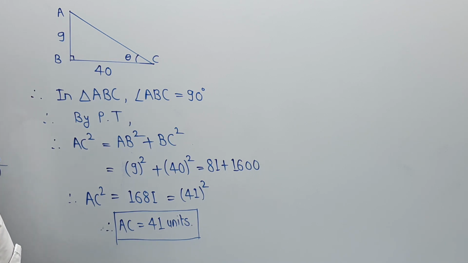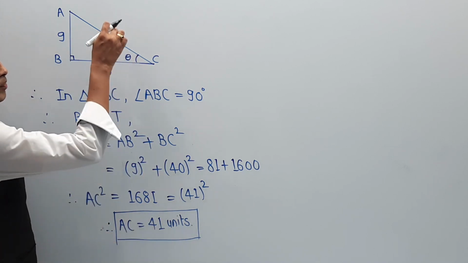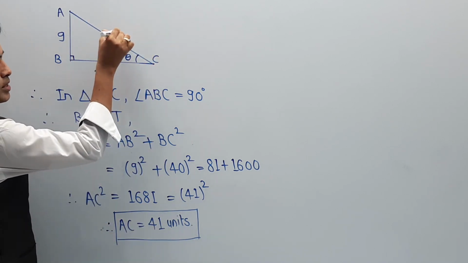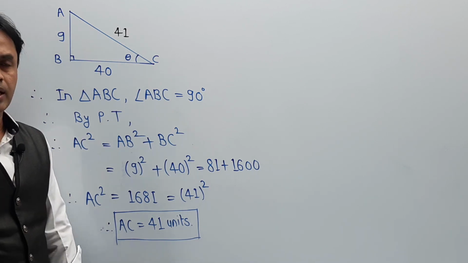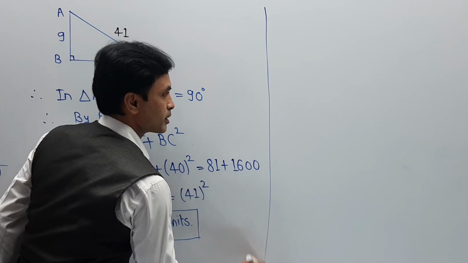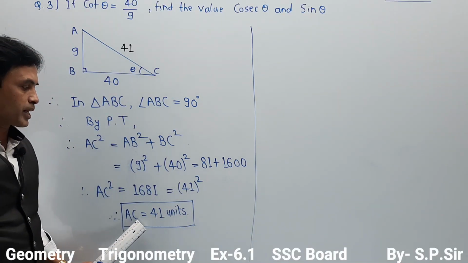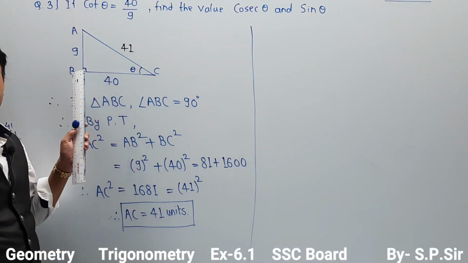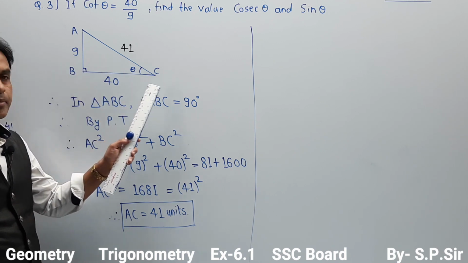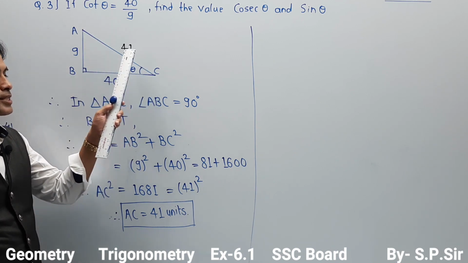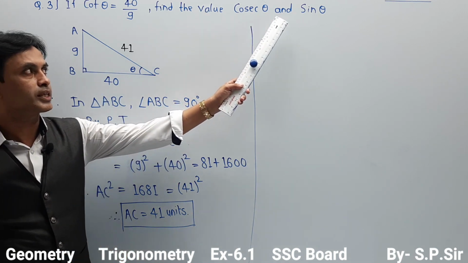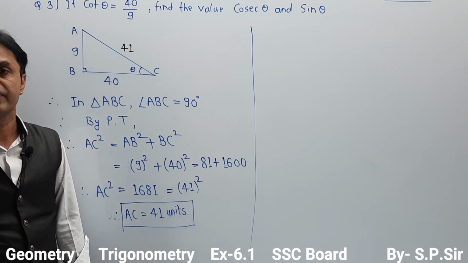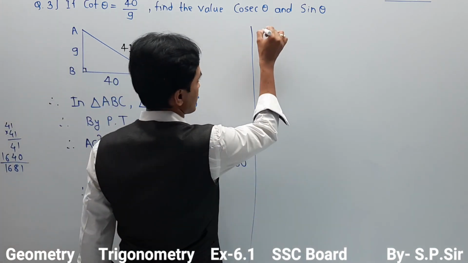Now we have the value of AC, that is 41, which was unknown. After calculation, AC, the hypotenuse, is 41. Now we are going to solve the remaining part. AB is 9 units, BC is 40 units, and AC is 41 units, all are with you. Now you have to find the value of cosec theta and sin theta.